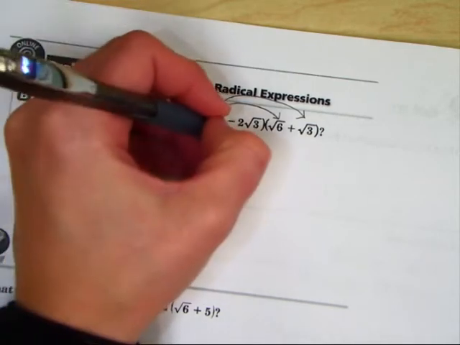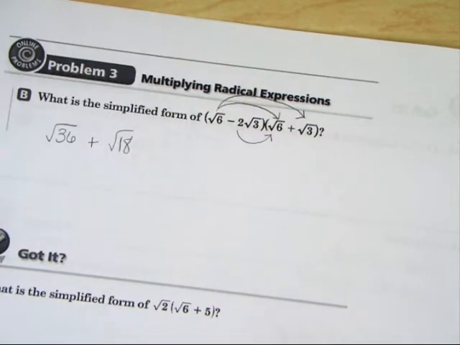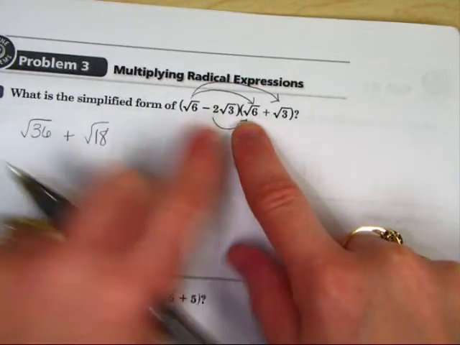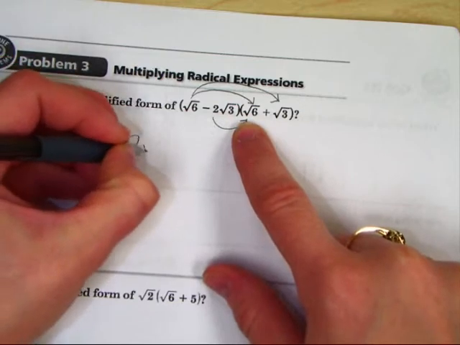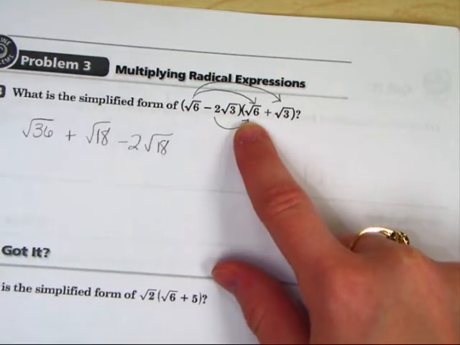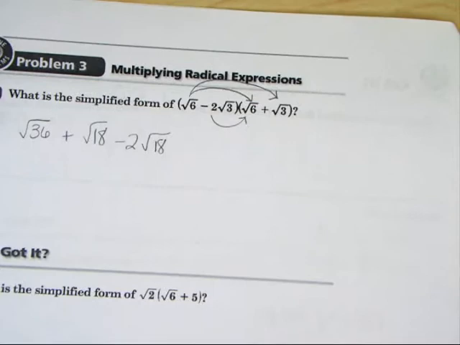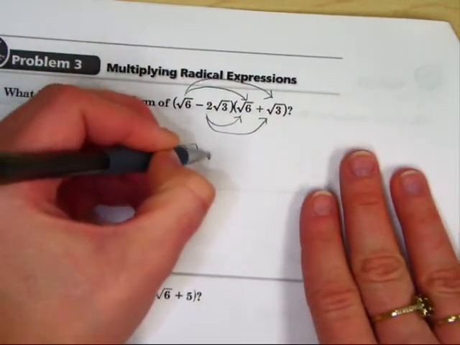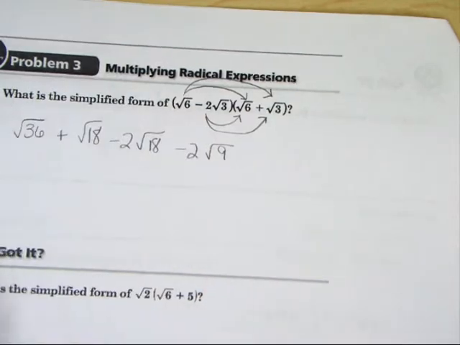All right, let's do this one. Negative 2 square roots of 3 times the square root of 6. Outside with outside, inside with inside. So I get a minus 2 square root of 18. 2's on the outside, 3 and 6 makes 18. Do it again. The 2's on the outside, 3 and 3 makes 9.